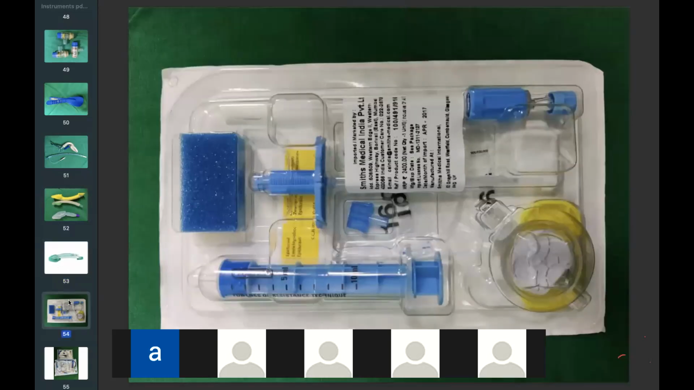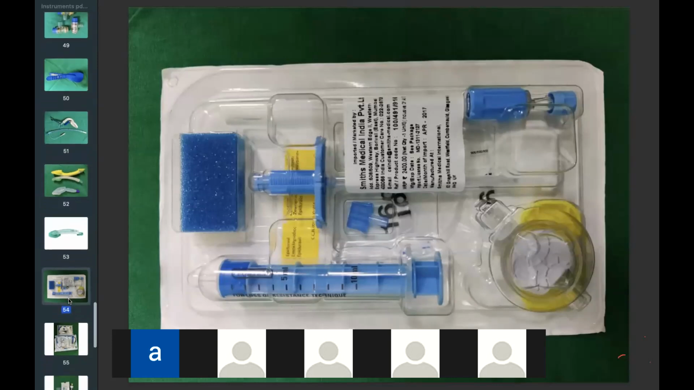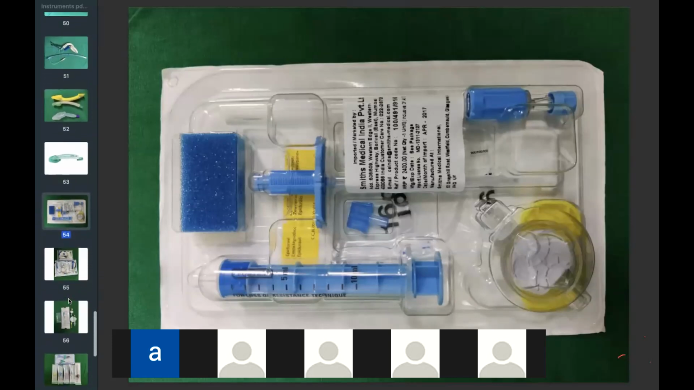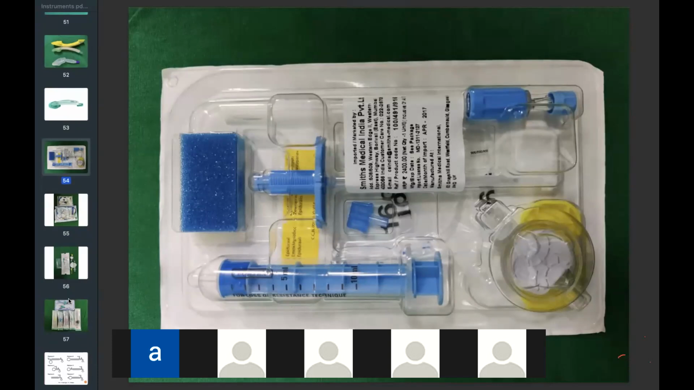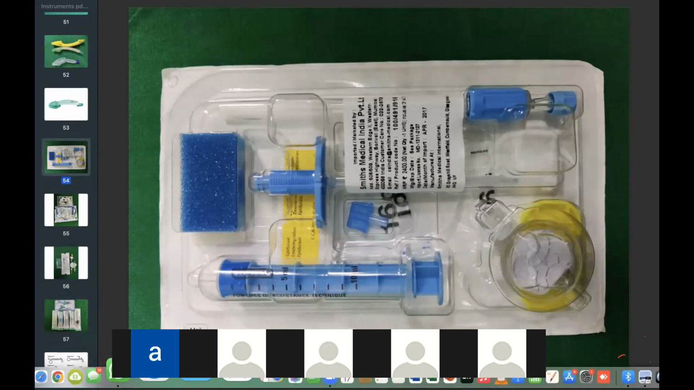Anybody, madam, on combined spinal epidural, anybody would like to speak? Mushir? Mushir, are you there? Mushir, Dinesh, anybody just speak.